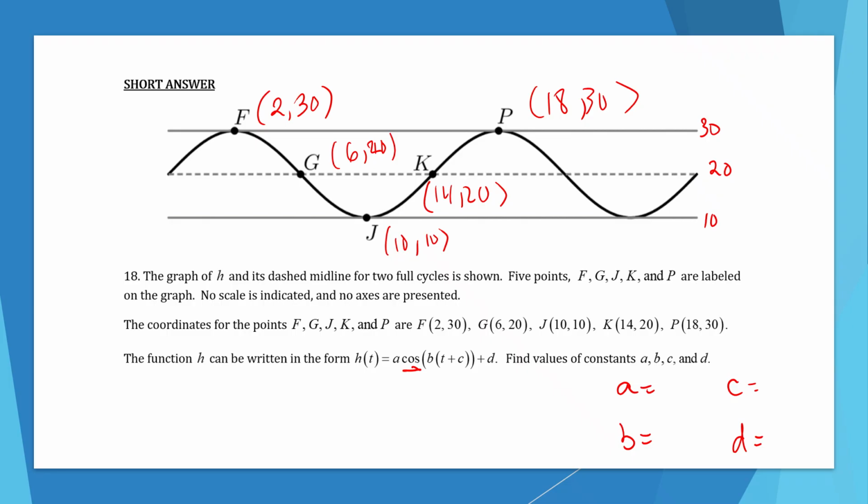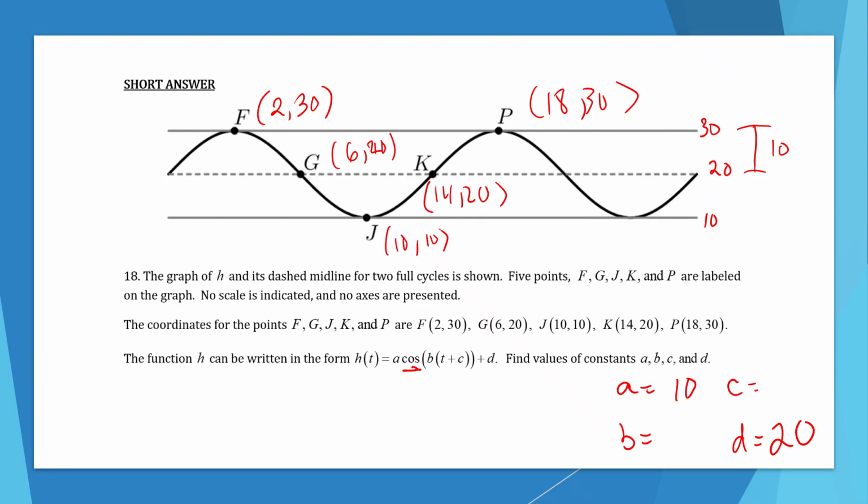A and D are typically what I would try to tackle first because those are going to be based off of our Y values. So taking a look, D, remember, is our midline. In this case, our midline is given to us to be 20. So that's going to be our value for D. And then our A is going to be our amplitude, which is the distance from our max to our midline. This has a distance or height of 10. So A is going to be 10 here.